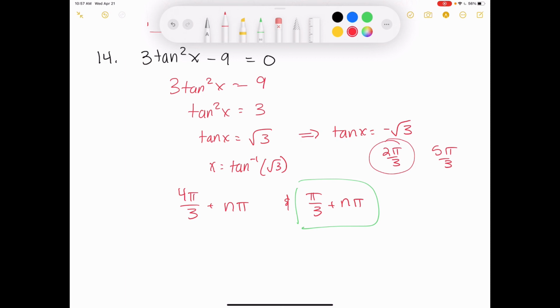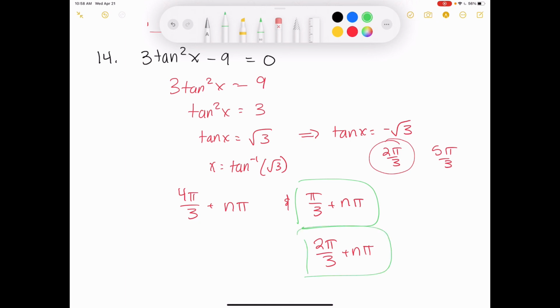Cosine and sine, that's why we have to write all the possible options. Now, again, if you do it this way, like Ariel did it, obviously adding on the negative ones, I will not take off points for it. But in technicality, the only ones I need are 2 pi over 3 plus n pi and pi over 3 plus n pi.